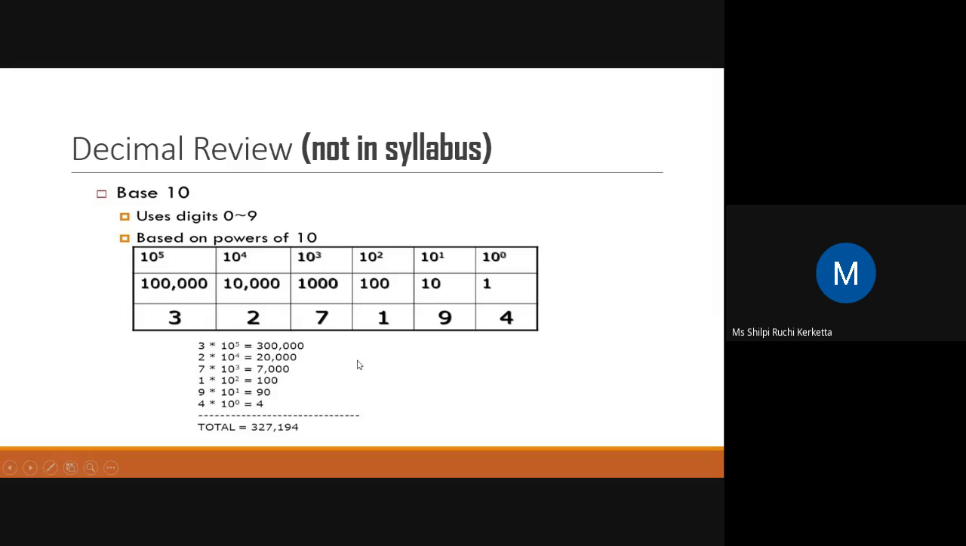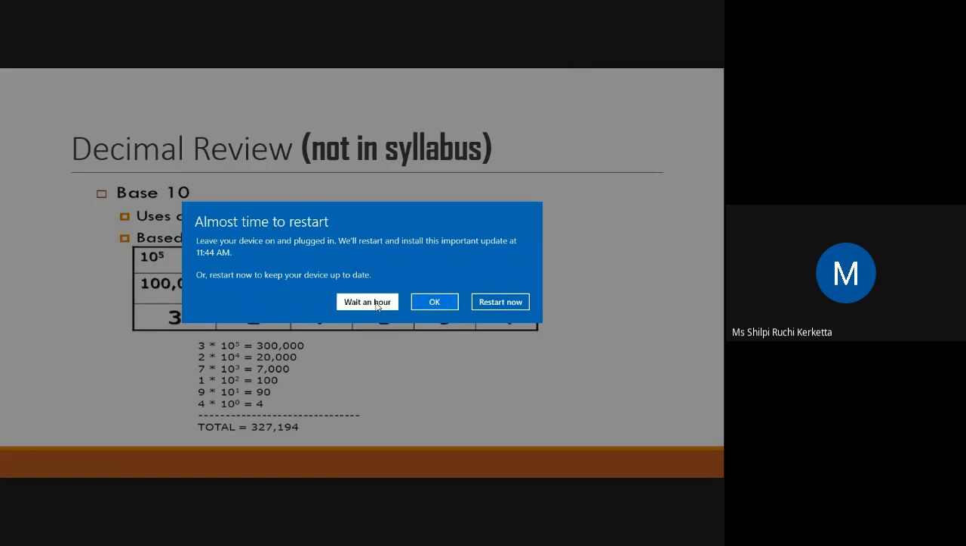So how are we calculating this number? We multiply each digit by the value of 10 to the power of its position, and then we add all the terms. For the last, the ones digit, we multiply 4 into 1. Then we multiply 9 into 10.